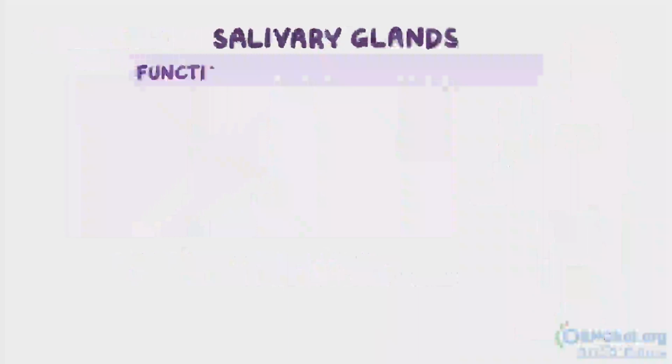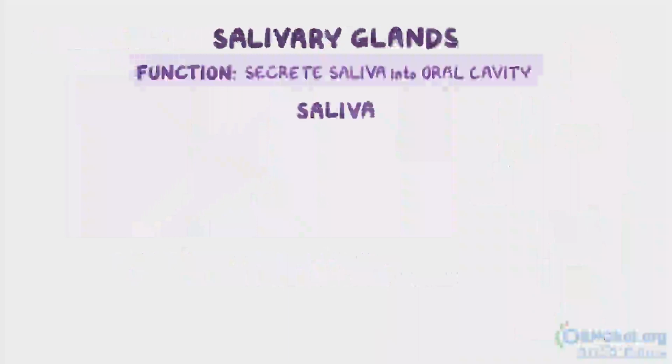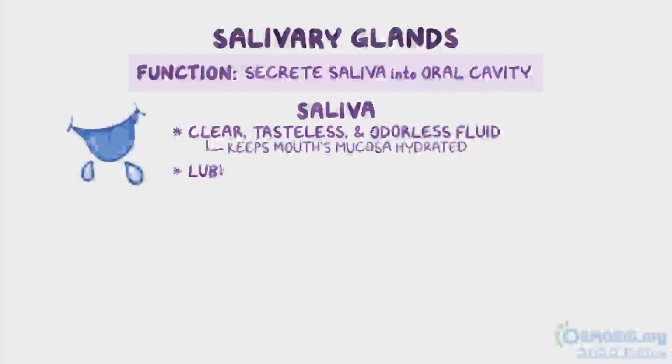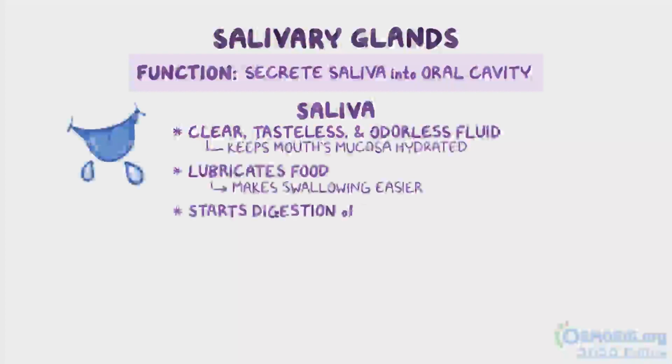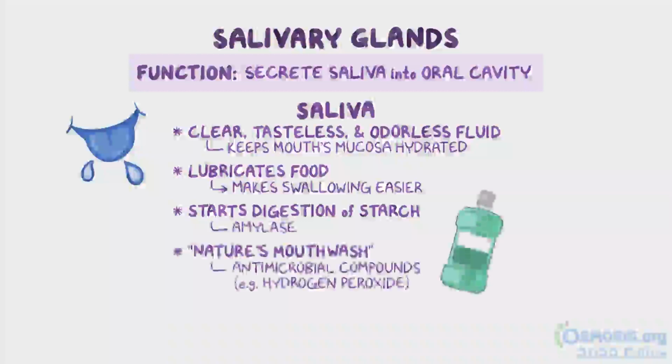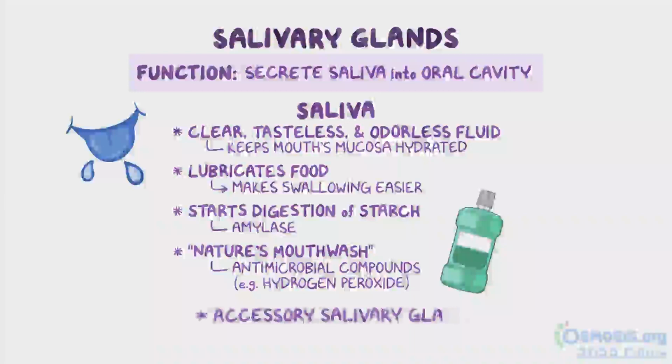When it comes to function, salivary glands secrete saliva into the oral cavity. Saliva, as you may know, is a clear, tasteless, and odorless fluid that keeps the mouth's mucosa hydrated. Saliva also helps lubricate food while we chew, making swallowing easier. And it also starts the digestion of starch because it contains an enzyme called amylase. Saliva also acts as nature's mouthwash, since it's rich in antimicrobial compounds such as hydrogen peroxide to keep our mouths clean. Accessory salivary glands have a similar role, except they tend to secrete less saliva.